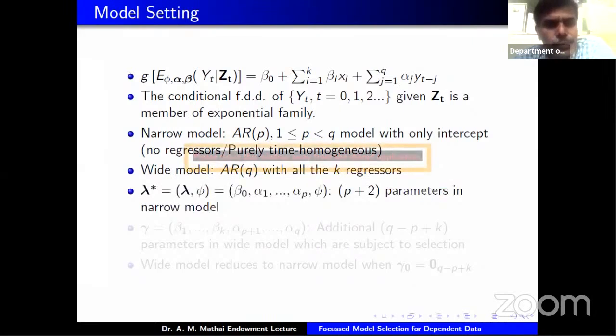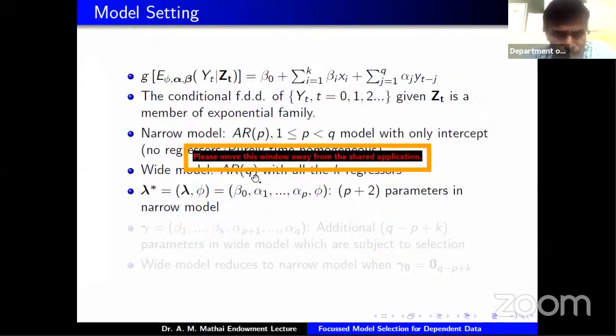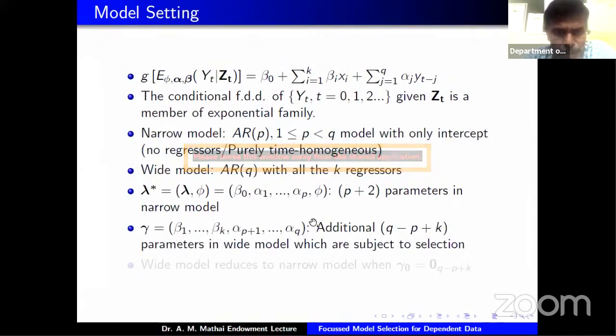So here you have the narrow model, as far as selection is concerned. And the wide model, if I assume that all these things are there, you can also have a selection in that particular case as well. So this is the P+2 parameters in the narrow model. If you are selecting this, then you are putting your gamma with all these parameters. So naturally the selection is here. So this is the additional Q minus P plus K parameters in the wide model subject to selection.